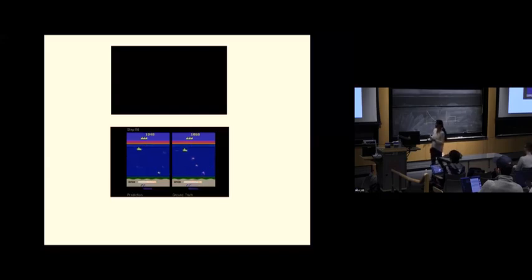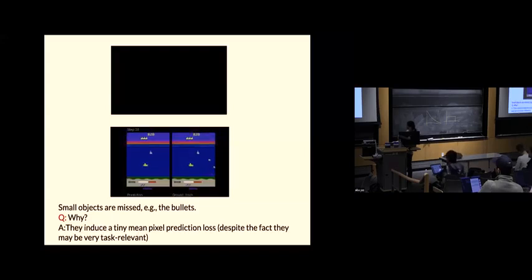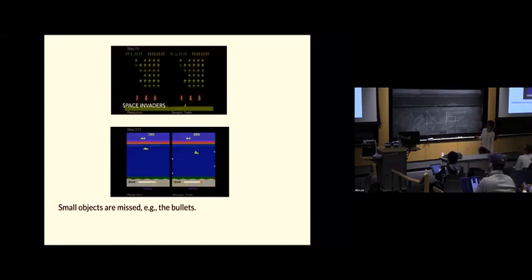And here's another game. Again, I don't see bullets here. Now you know the problem. Small objects like the bullets are missed, and we can tell why: because they induce a very tiny mean pixel prediction error, despite the fact that they're super task relevant. Now I want to ask you: to make this network more task relevant, can you think of a very simple method to do that?